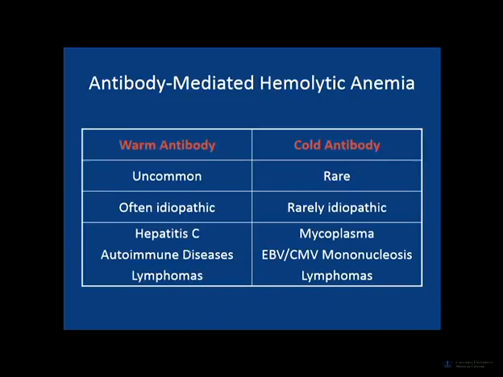There's no disease association with it. But you also often will see warm antibody hemolysis in lupus. You'll see it in hepatitis C. You'll see it in different forms of lymphoma. Cold antibody hemolytic anemia is rarely idiopathic. The classic association is mycoplasma pneumonia. I think you've had infectious disease, and so you've heard of this before. Mononucleosis can cause this. Lymphomas can cause this rarely.